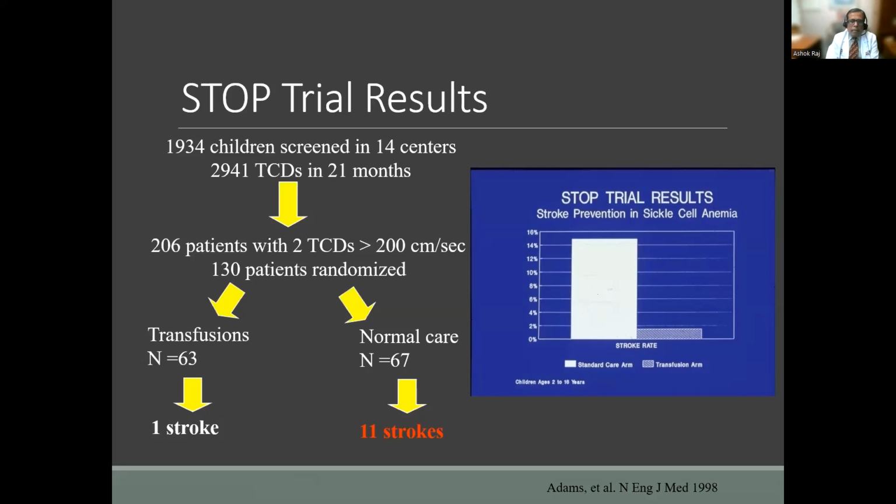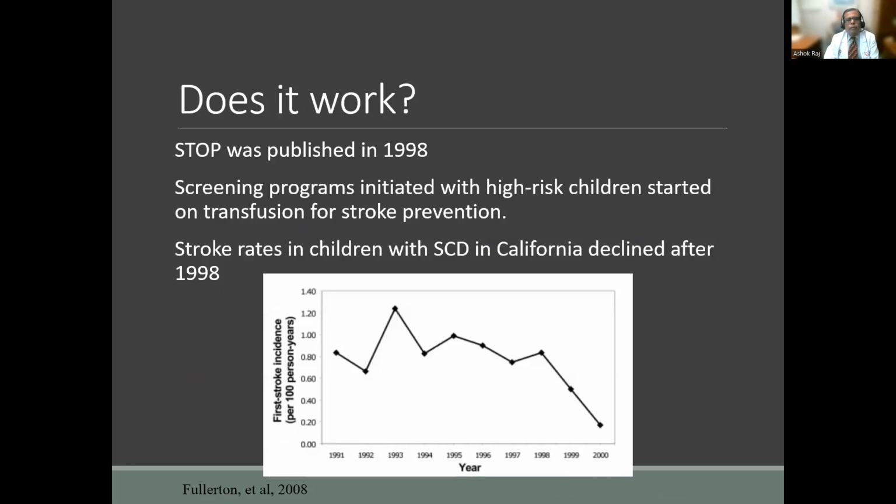So this is a dramatic change in the management of sickle cell disease, which has clearly impacted the morbidity and mortality for patients. Next, again, this is further evidence about the impact of transcranial Doppler velocity monitoring. As you can see, in the state of California, the stroke rate dramatically declined after patients who were at high risk for stroke were placed on chronic transfusion protocols.